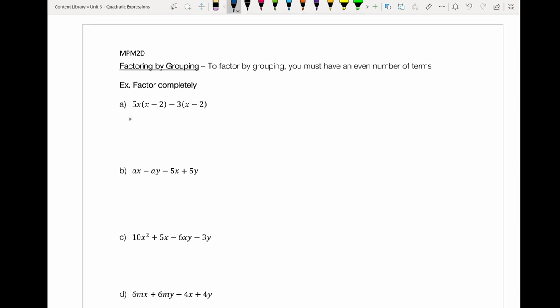So if I look at the first example, 5x times (x minus 2) minus 3 times (x minus 2). In this case, x minus 2 is common to both terms. If I look at this, both terms have an x minus 2. So x minus 2 is going to be my greatest common factor. So my greatest common factor is the entire bracket x minus 2.